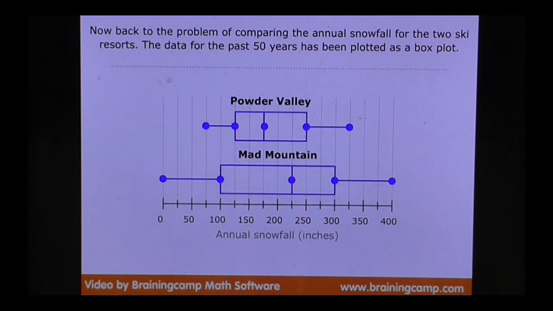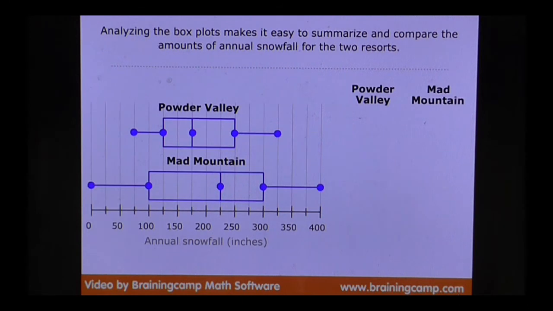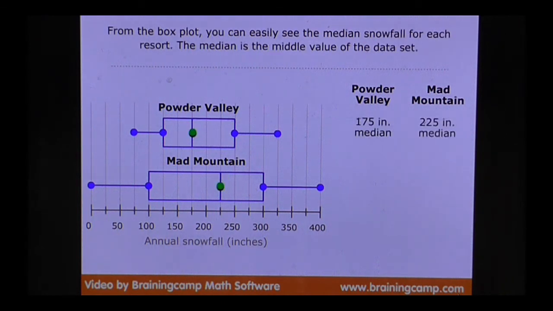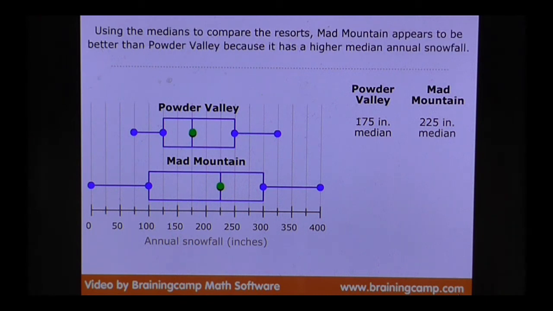Now back to the problem of comparing the annual snowfall for the 2 ski resorts. The data for the past 50 years has been plotted as a box plot. Analyzing the box plots makes it easy to summarize and compare the amounts of annual snowfall for the 2 resorts. From the box plot, you can easily see the median snowfall for each resort. The median is the middle value of the dataset. Using the medians to compare the resorts, Mad Mountain appears to be better than Powder Valley because it has a higher median annual snowfall.